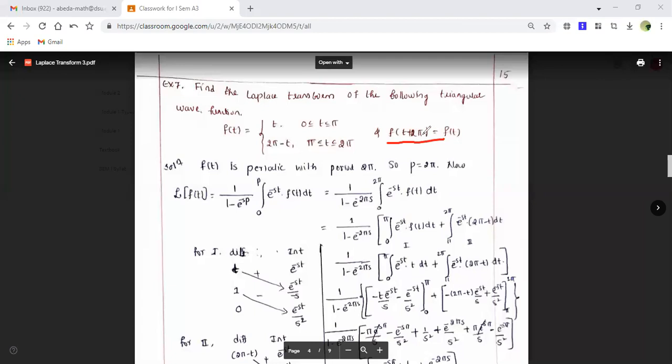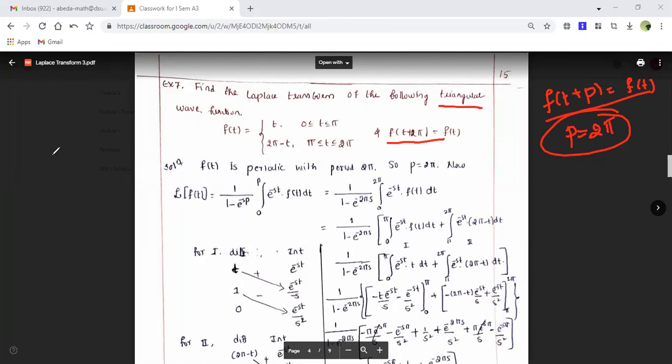You can verify here, in place of p, f of t plus p is equal to f of t, as the definition of a periodic function says. In place of p, here you have p is equal to 2 pi. So this triangular wave function is a periodic function with the period p equal to 2 pi. That's the meaning.